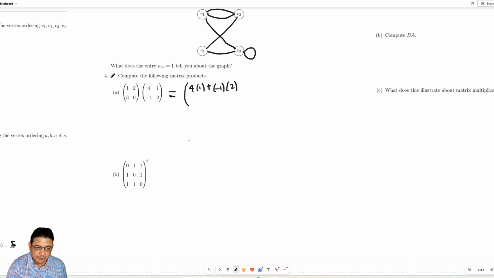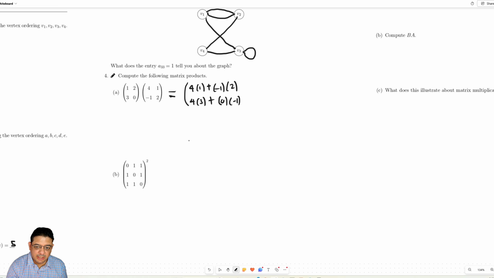Then the second entry below is 4 times 3 plus 0 times minus 1, or minus 1 times 0, which is the same. This is the first column of my new matrix.